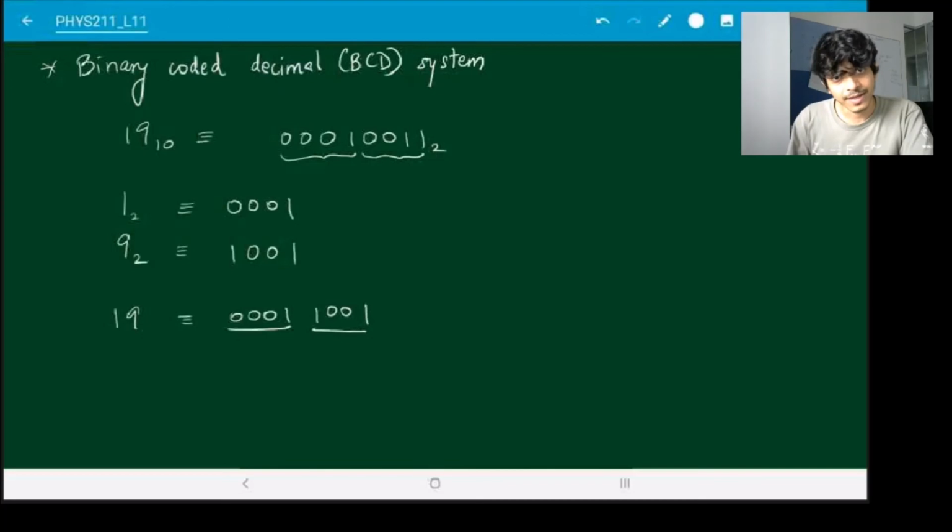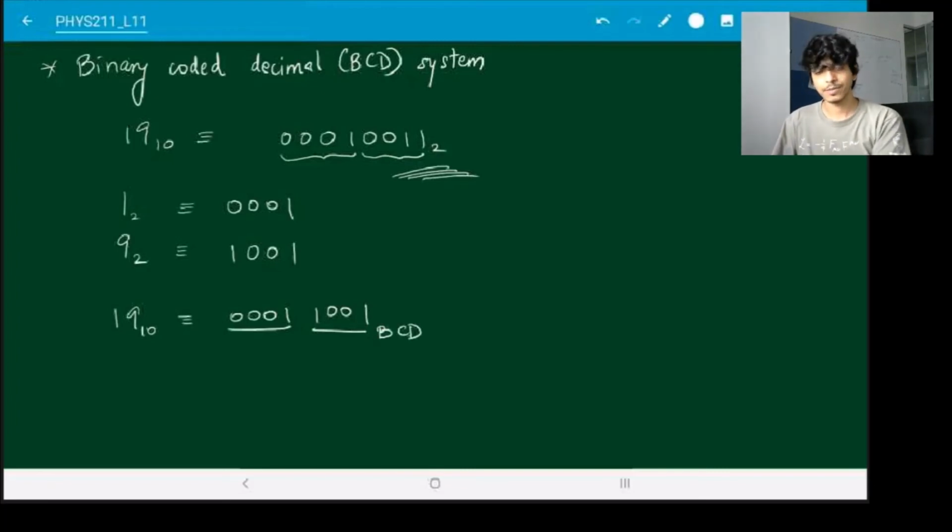Mind you, this is not binary, because as you can see over here, these are very different representations. So this way of writing it is called BCD. So this 19 in decimal is this number in binary coded decimal.